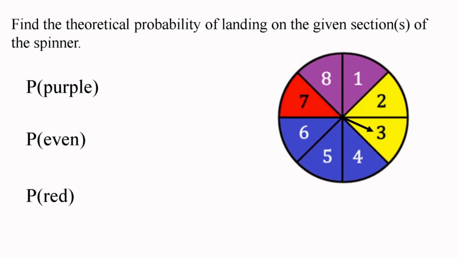Find the theoretical probability of landing on given sections of a spinner. As you can see, we have a spinner and it has a hand. This hand is gonna stop on one of the sections.